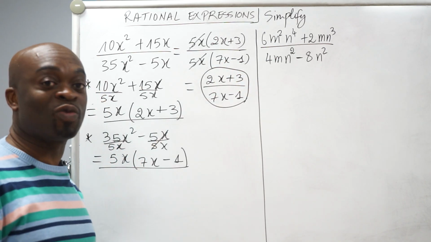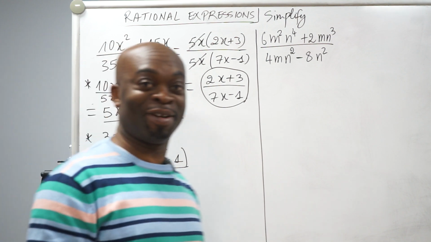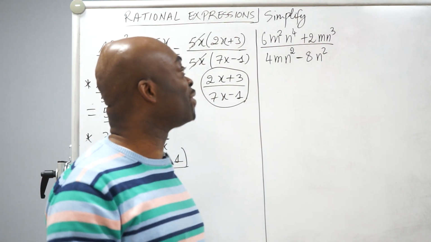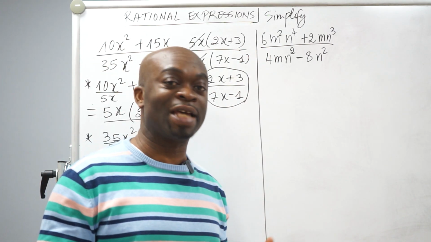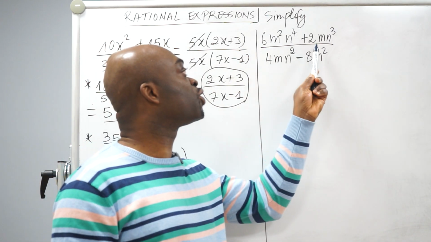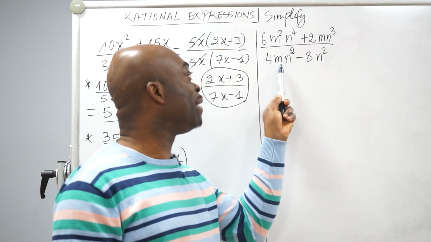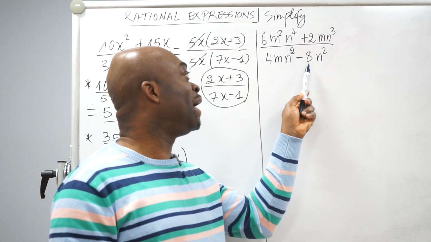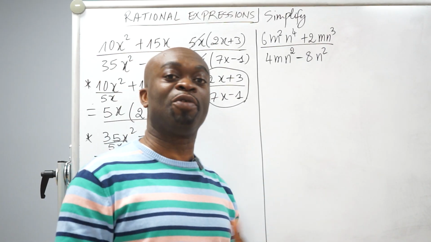Okay, so you check this one out, you're good, you keep moving, you're very happy, and then life is good, all right? So when it comes to the second problem here, we have 6m squared times n to the fourth plus 2m n to the third power divided by 4m n to the second power minus 8n squared. Okay, so that's the problem that we have to deal with.